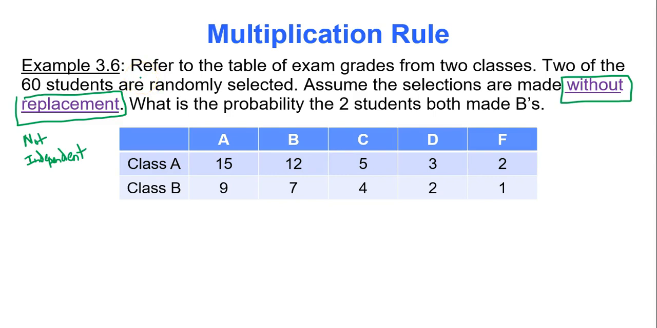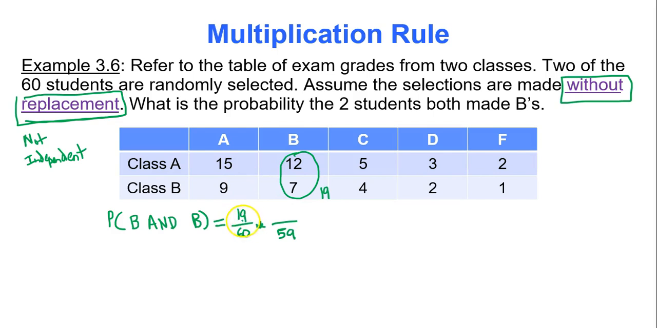What is the probability the two students both made Bs? All right, so I want to calculate the probability of getting a B on my first grade selection and getting a B again on my second grade selection. So these are not independent. Here's what happens. You calculate the probability of first getting a B. I have 60 students total. How many students have Bs? 19. So when you go to pick your first grade, the probability of getting a B is 19 out of 60. When you go to pick your second grade, because you do not have replacement, you do not put that grade of B back into the pool of possible things to pick. For that reason, there's now 59.